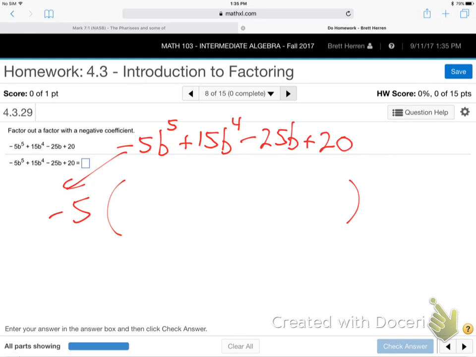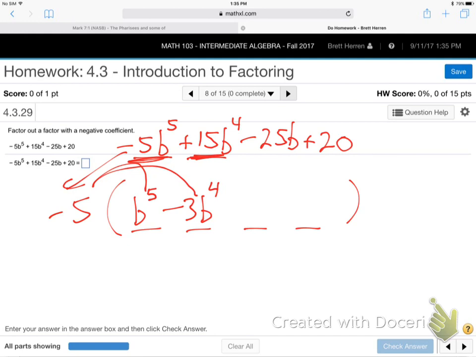All right. Good so far? You ready? 4 terms. Here we go. Negative 5 times what? We'll go back to negative 5b to the 5th. We'll just b to the 5th. Yeah. And negative 5 times what? Negative 3. B to the 4th, because negative times negative will be positive. There. And negative times positive.